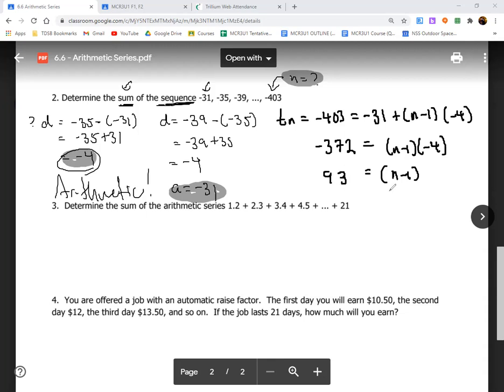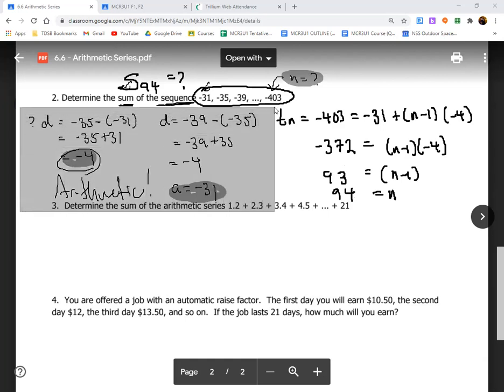93. That means n is going to be 94. Sort of a backdoor way of doing it. So now that we have D, we have A, and we have n equals 94, we know that this entire sequence has 94 terms. So the question is actually asking, what is the sum of the first 94 terms? Whew.